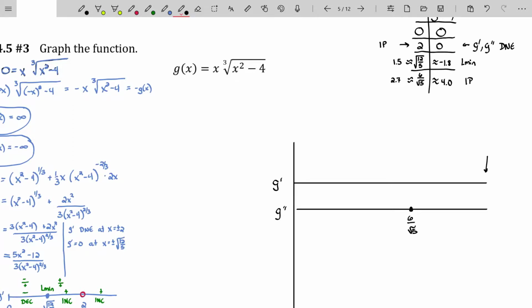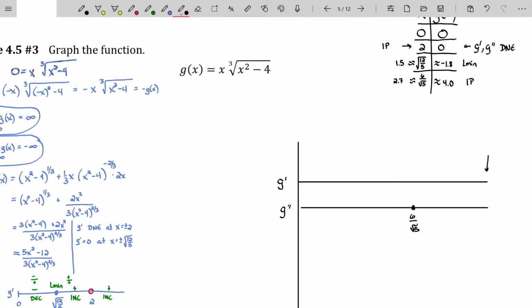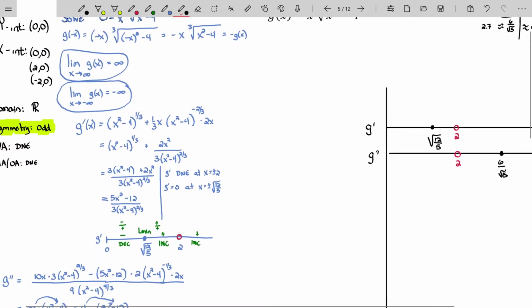And that was important for my second derivative. And 2 is going to be right about here. That's important for my first and second derivatives, actually. And then 1.5, which is important for my first derivative, is probably right about here, is my guess. And that's the square root of 12 over 5. And then I'll just label the concavities and stuff like that.